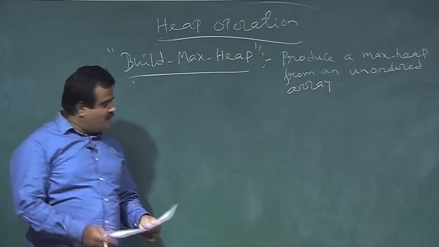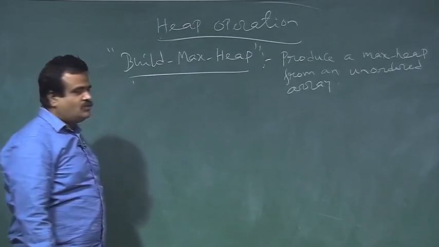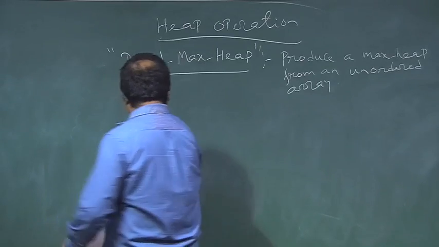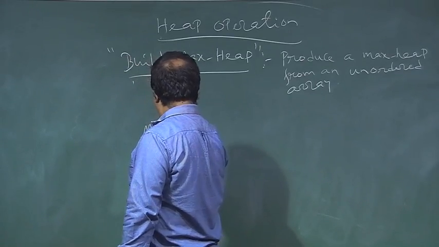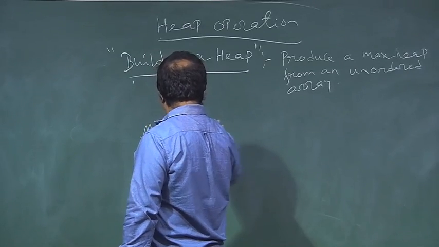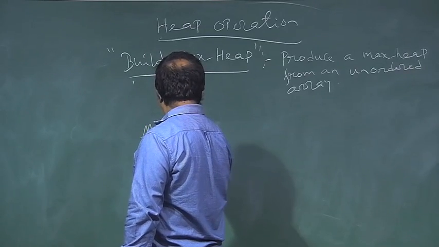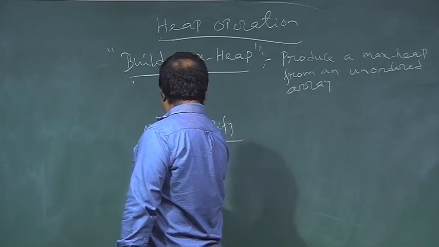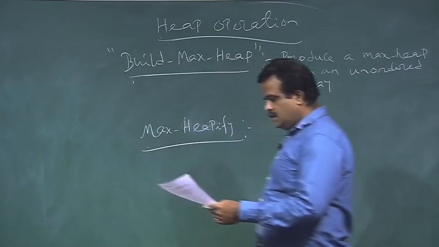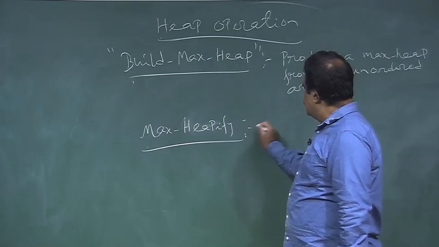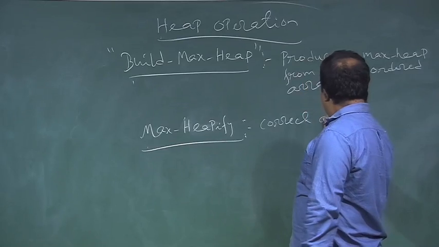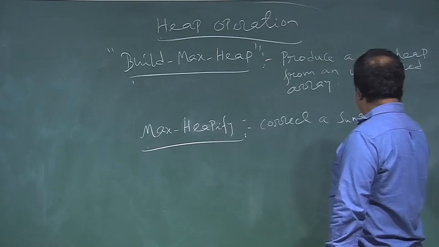And for build max heap, we need to take help of another subroutine which is called max heapify. You can write it small or bigger, anyway we should be consistent. Max heapify means it should be able to correct only one violation, a single violation. I will explain.